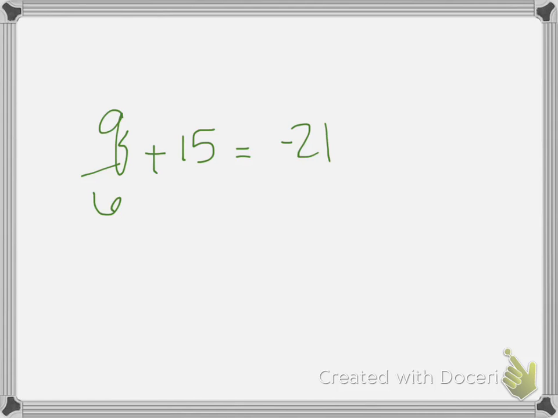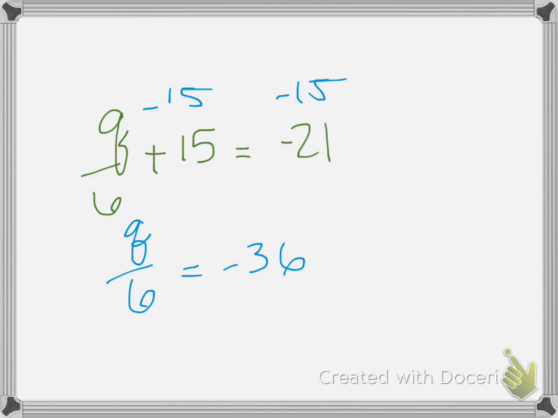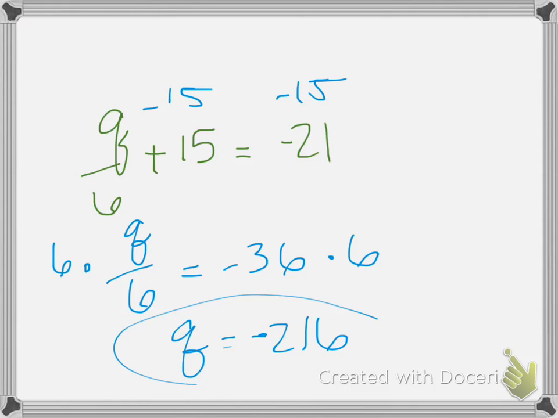Okay, so we got to get rid of the things not attached to Q first. So let's subtract 15. So we got Q over 6 is equal to negative 21 minus 15, which is negative 36. Okay, right now we're dividing by 6, so we need to multiply by 6 to get rid of it. So negative 36 times 6, we got Q to be negative 216.